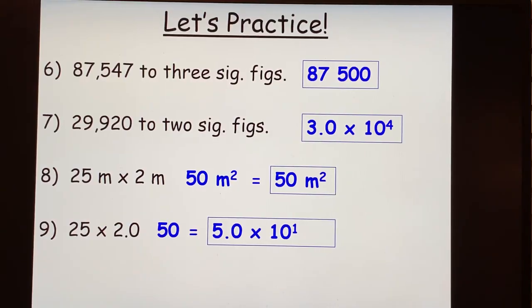I just moved the decimal over 1 place, and now I have 5.0. That's 2 significant figures, but I have to change the exponent and make it times 10 to the 1, okay?